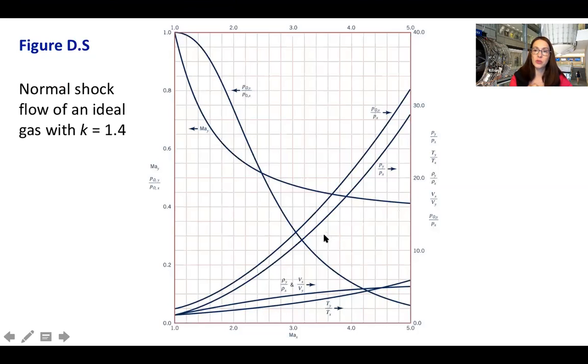We have a wonderful figure. I've only put the figures, but there are corresponding tables as well if you prefer to interpolate over eyeballing figures. Here, these now are the ratios of the properties across a normal shock wave. We've got the upstream Mach number on the horizontal axis. We've got many of our ratios on the right vertical axis, and then two other ratios on the left vertical axis. So again, it's just a matter of finding which curve you're interested in, finding your Mach number, tracing it up to your curve, and then tracing it back to either axis. Again, this is only for k equals 1.4.